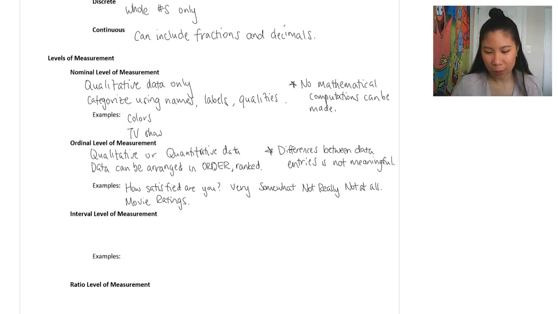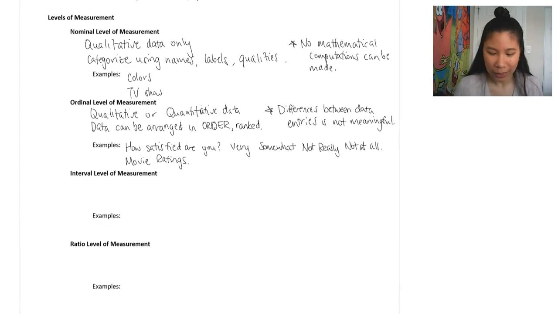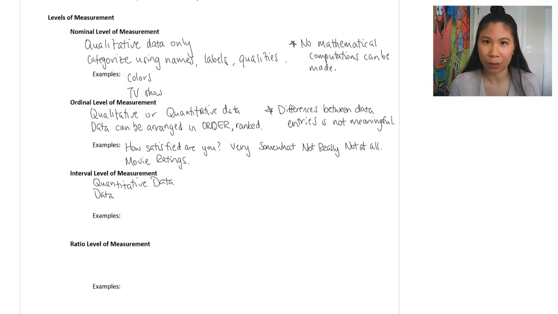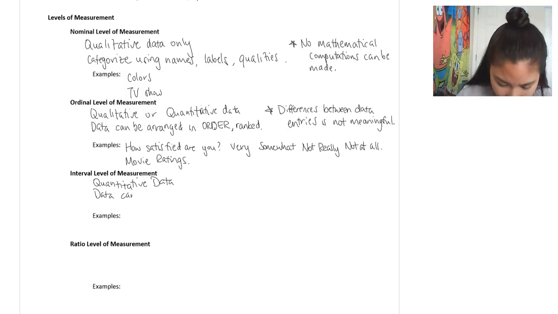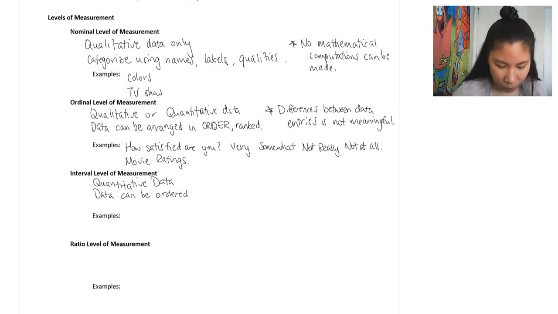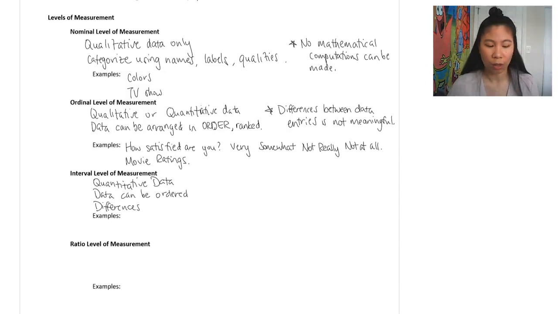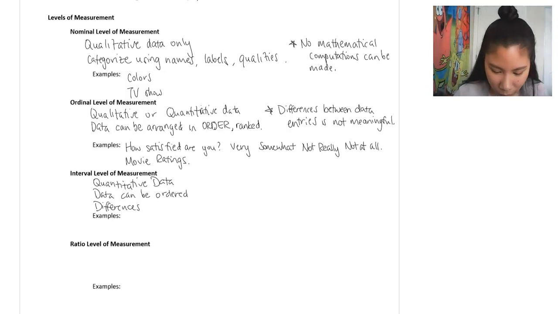Okay, the next most specific one is called the interval level of measurement. So now that we're at the interval level, we only deal with quantitative data. The data can be ordered because you have numbers, so you can put numbers in order. Now, differences between data entries are meaningful because with numbers we can actually find the difference between one or the other.